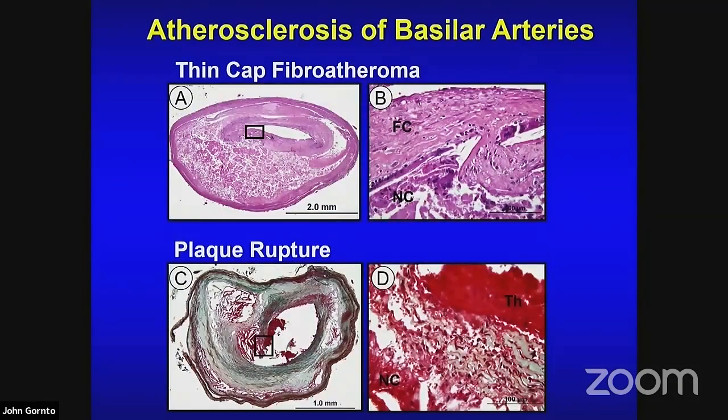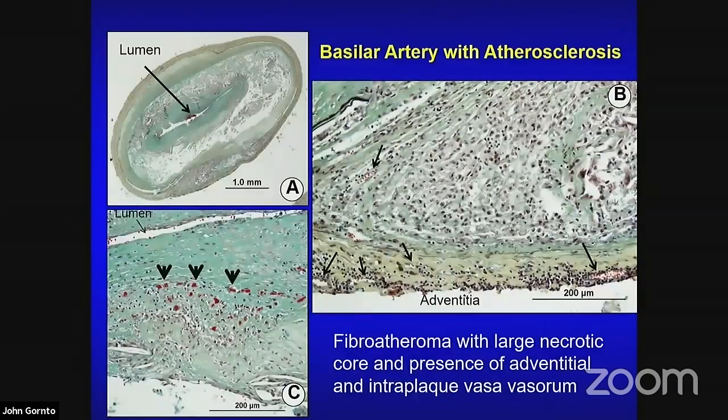So just to show you some lesions, this is a thin cap fibroatheroma in the basilar artery. This is a plaque rupture with overlying thrombus. It certainly does occur, and these I got from asymptomatic patients. These were just collected basilar arteries. Our intracranial circle of Willis was collected, and I just sectioned 20 of them, and that's how I got these.